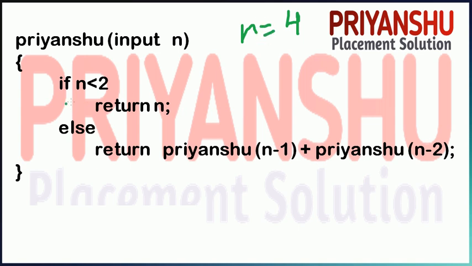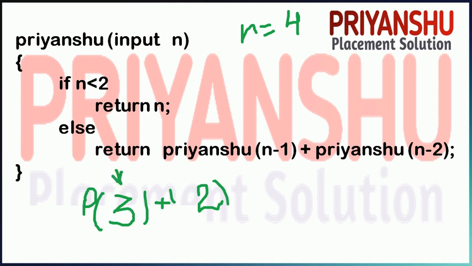Okay friends, now 4 is less than 2? No, the condition is false, then return Priyanshu n minus 1. N minus 1 means, friends, 3, plus Priyanshu n minus 2. N minus 2 means 2, right friends? This is also a function call, right? So now, after this call, again the value of n is basically 3, so 3 is less than 2? No, the condition is false, then again this statement is executed. So n minus 1 is basically 2, and n minus 2 means 1, right?